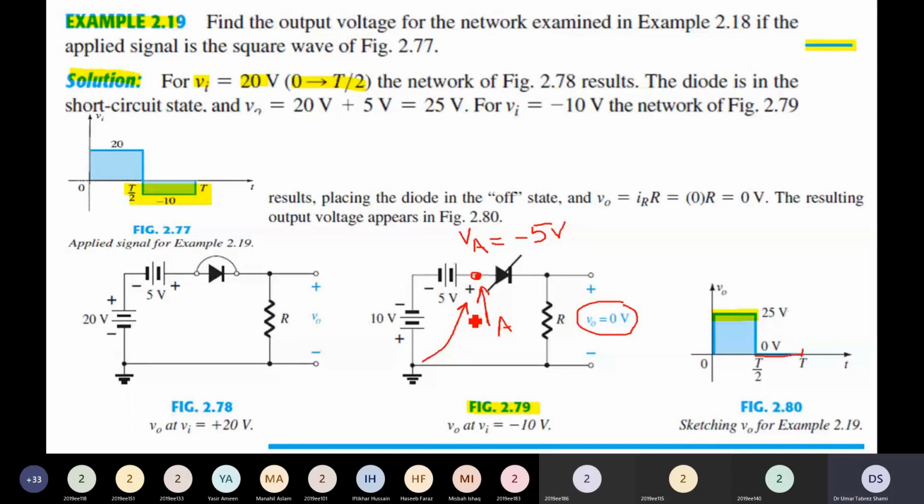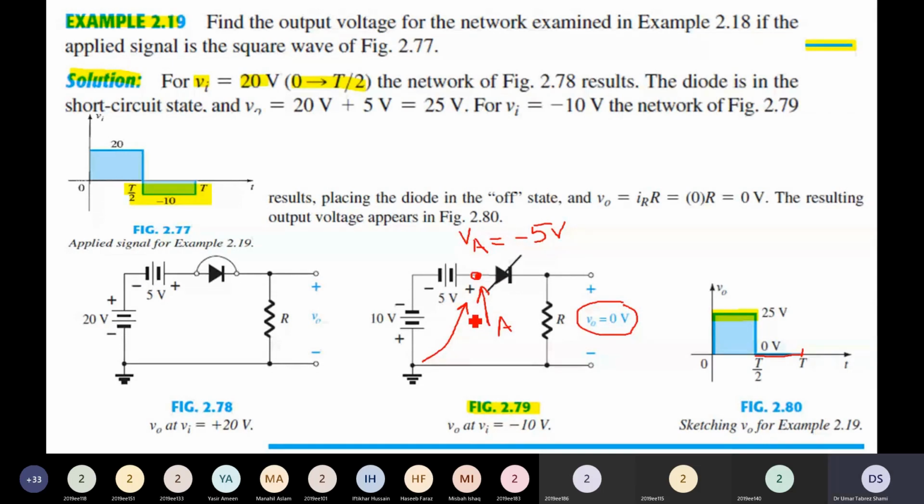Therefore, this minus 5 volt will reverse bias the diode, and zero current will pass through the diode. And when no current passes through the resistor, output voltage will naturally be equal to V is equal to I into R, which will be 0 volt. Therefore, from time t by 2 to time t, we will have an output voltage of 0 volt.